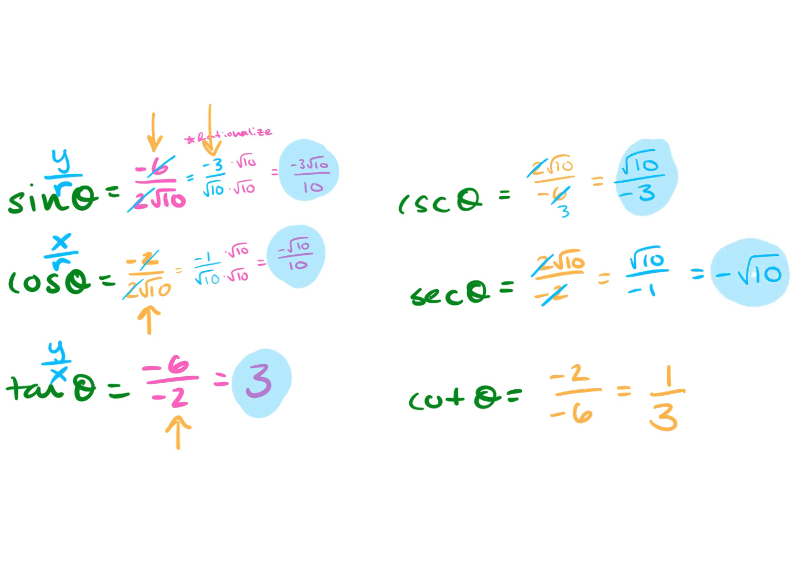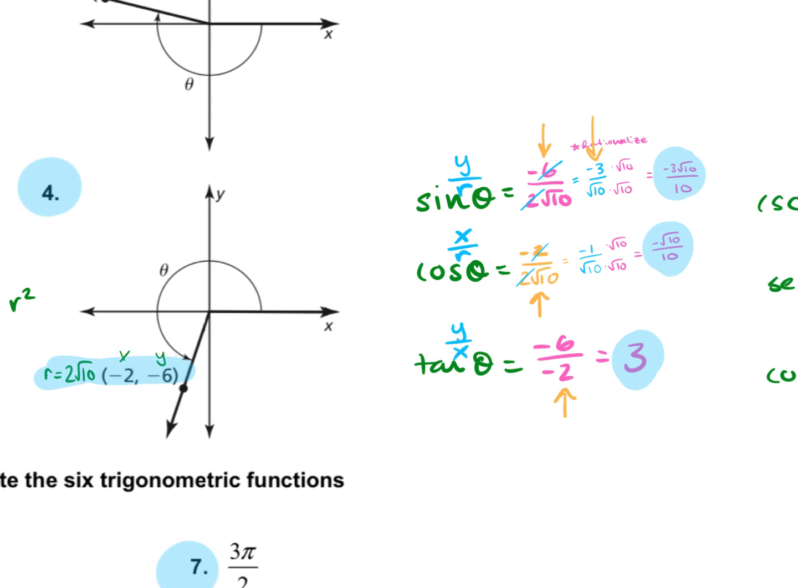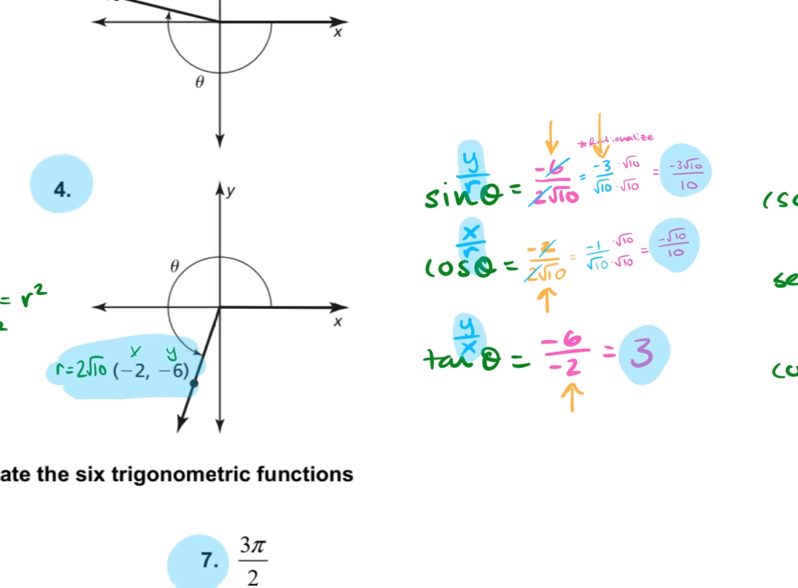So when it gives you the triangle, you can just use SOHCAHTOA. But if it doesn't give you the triangle, you got to use X, Y, and R, which is the same thing, really. But you just need to know sine goes with Y, cosine goes with X, and tangent is Y over X. Yes. All right.